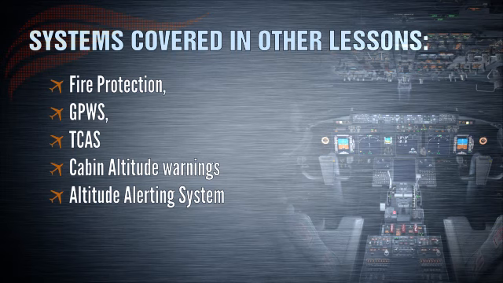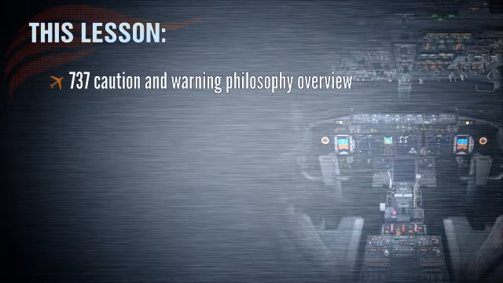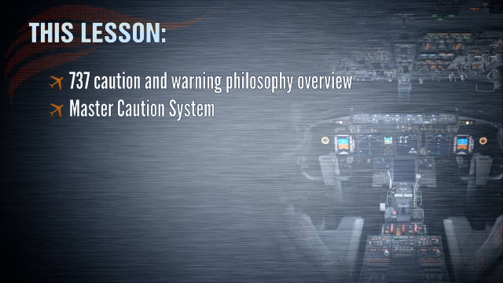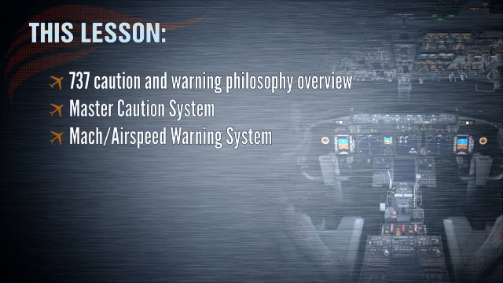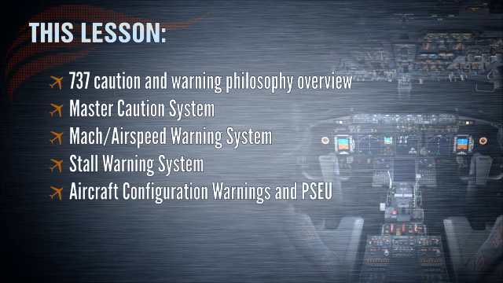There are of course other warnings, such as the autopilot and auto throttle disconnect warnings, that are discussed in their relevant lessons. So with all of that in mind, let's run through what we'll be covering in this lesson. We'll start with an overview of the caution and warning philosophy on the 737 Next Generation. Then we'll talk about the Master Caution System, the Mach Airspeed Warning System, the Stall Warning System, and Aircraft Configuration Warnings and the PSEU, which stands for Proximity Switch Electronic Unit.